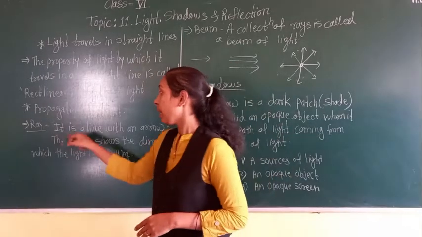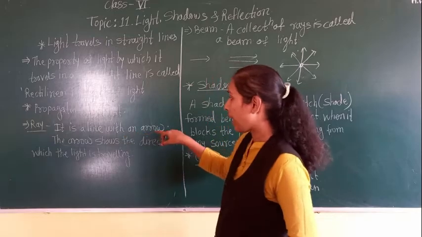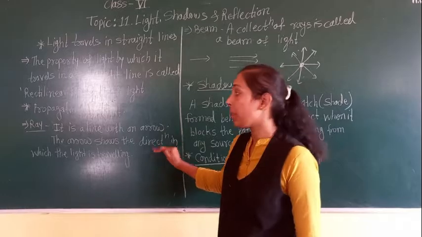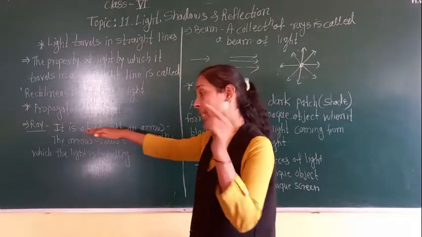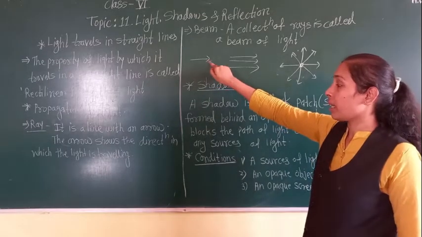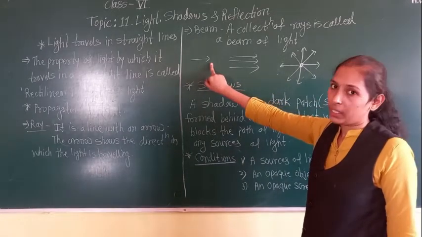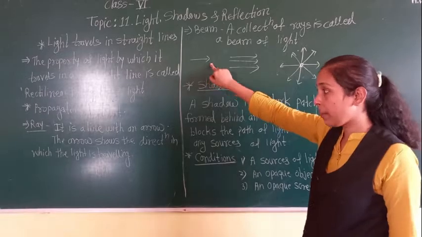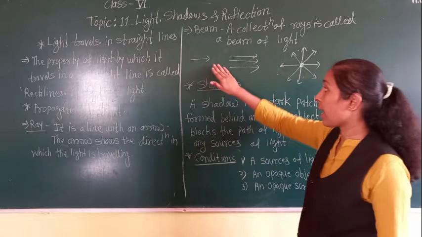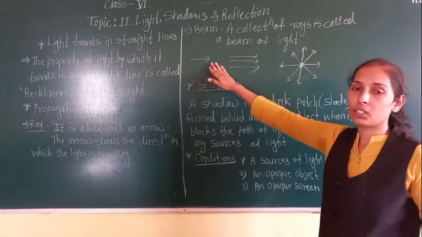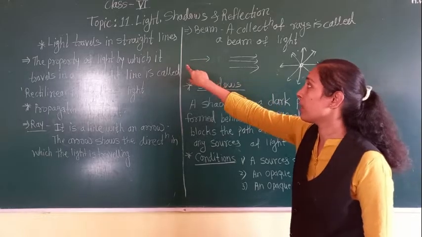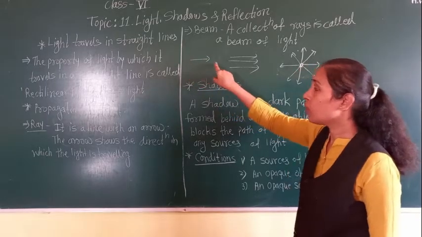A ray is a line with an arrow. The arrow shows the direction. A ray shows the direction in which the light is traveling. With the help of this arrow, we can know exactly in which direction the light is traveling. Now I have drawn the arrow like this. It means the light is traveling from here to here.